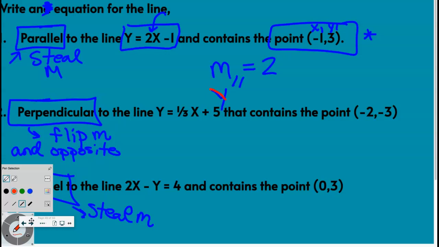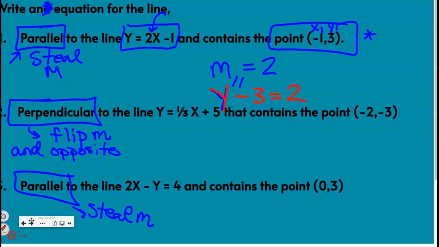There we go. It goes y minus y1. What number am I going to write down? 3, excellent. Is equal to the slope. What's my slope going to be? 2. What if it said perpendicular, guys? It didn't, but what if it did? You get negative 1/2. Excellent. So y minus 3 is equal to 2 times x minus what? Negative 1. And what do we get when we have x minus the negative 1? Plus.